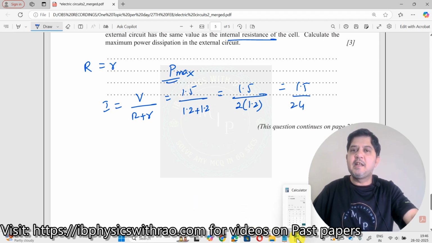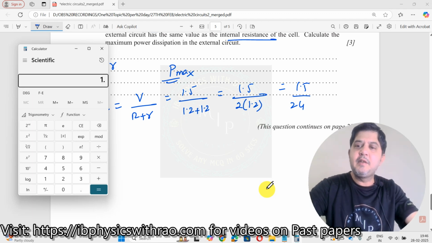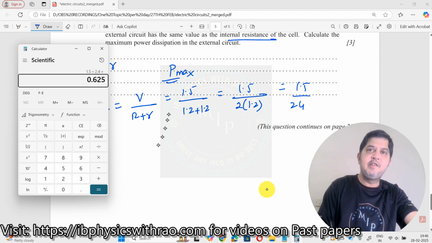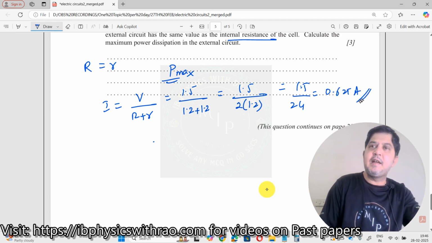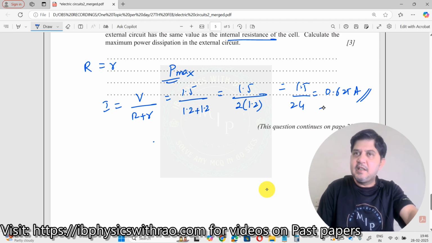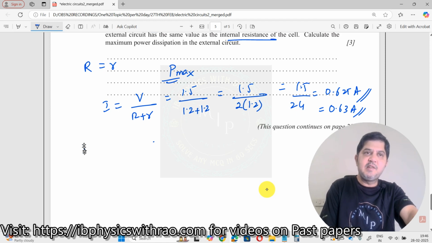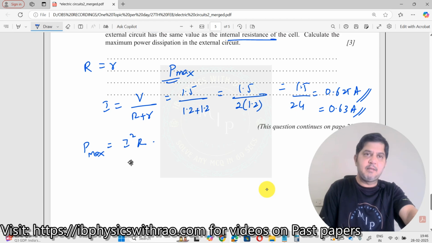Let us use our calculator to get to know that value. 1.5 divided by 2.4 will be 0.625. Your current here is 0.625 ampere. If I take this value, it is nearly 0.63 amperes. Now, what is the power? P max is equal to I squared into R, right?